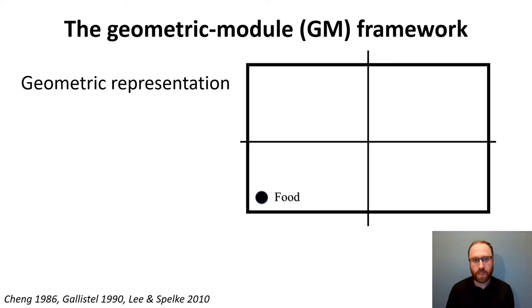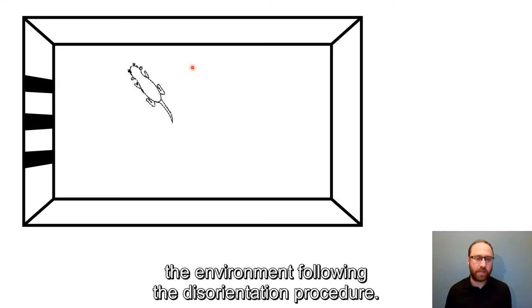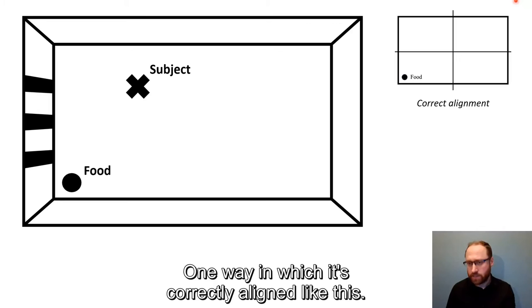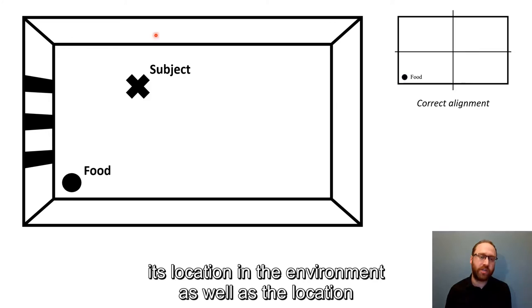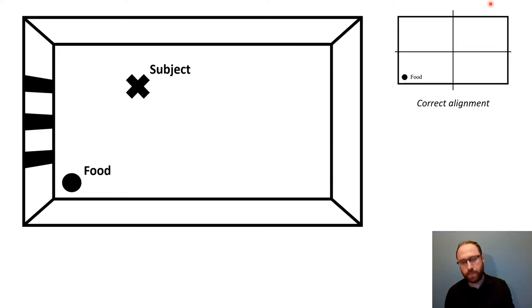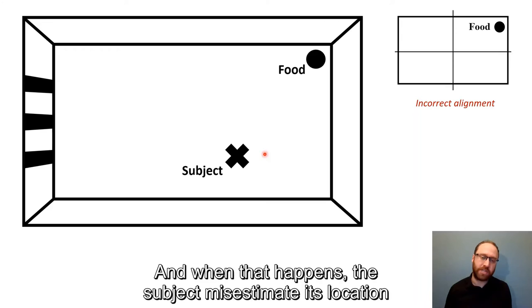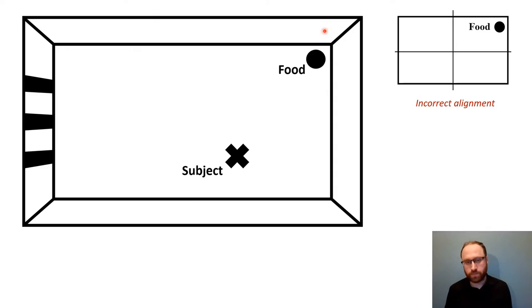So suppose that the subject has just returned to the environment following the disorientation procedure. In that context, there are two ways in which it could align its geometric representation with the environment. One way in which it's correctly aligned, like this. So when that happens, the subject correctly estimates its location in the environment, as well as the location of the goal. And it then goes looking for the goal in the right place. Another way in which it could be aligned is basically a 180 degrees misalignment, like this. And when that happens, the subject misestimates its location by 180 degrees, as well as the location of the goal here. So that's the explanation of the findings from the perspective of the geometric module framework.